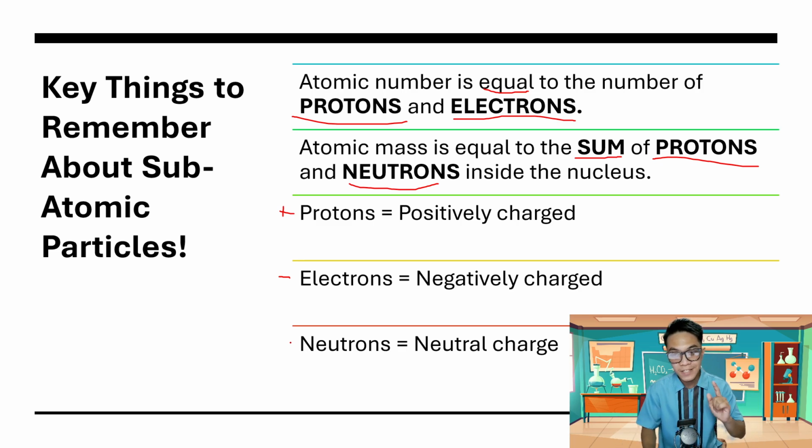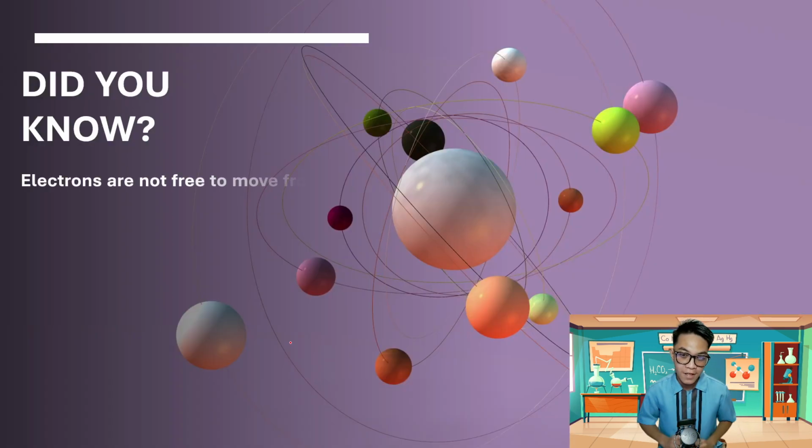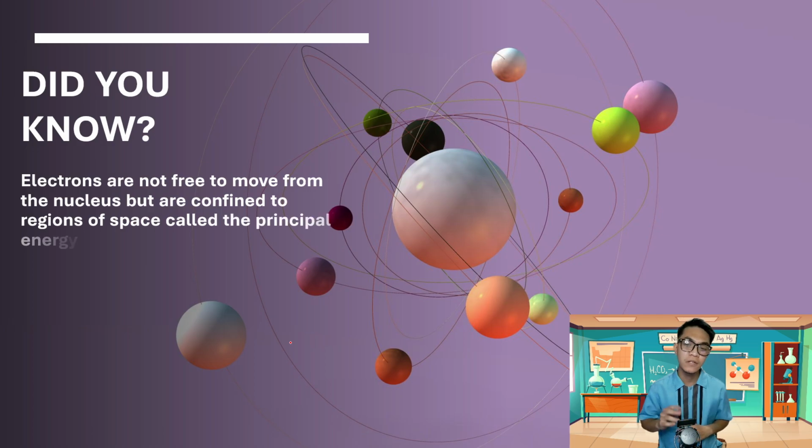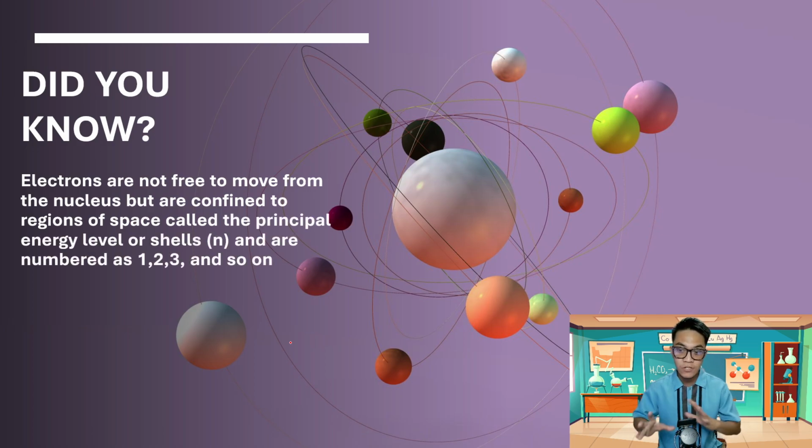Okay? So, just a little bit of trivia before we end this topic about subatomic particles. Did you know that electrons are not free to move from the nucleus, but are confined to regions of space called the principal energy levels or shells, and are numbered as 1, 2, 3, and so on? Which means that a specific electron, let's say we have an electron right here, is not always going to be there. It could jump from here into here or any other region of space within the orbitals. But before we discuss that, I'll cut short this video as we'll be discussing the topic in the next video.